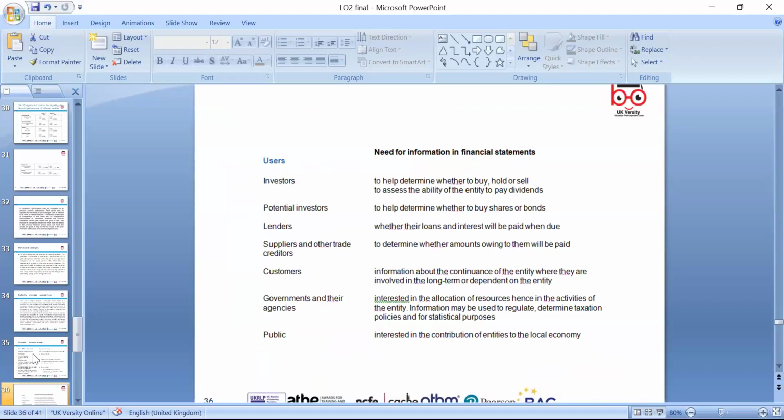So please, the users of the financial statements can make various financial decisions. Like an investor can decide, the public and various others, and government bodies like HMRC can decide whether the taxes are being paid fairly or not. So these are different decisions that can be made.